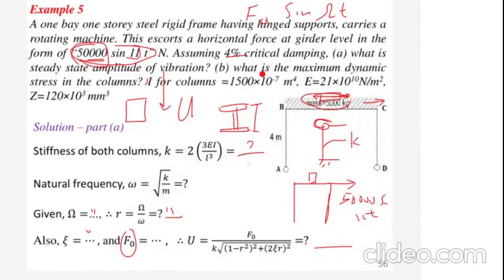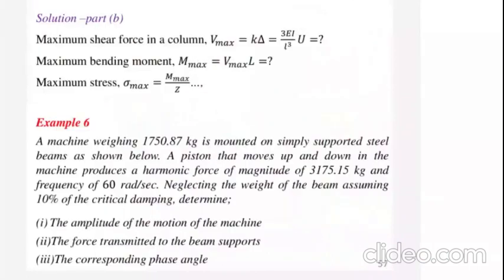So the second part is on what is the maximum dynamic stress in the column because of that motion. If we are talking about the static stress, it means we do not consider the dynamic motion, or the forced vibration will be set to zero. So dynamic stress, so the maximum shear force in the column, shear force, remember, is force. Force is equal to stiffness times the total deflection, or displacement.